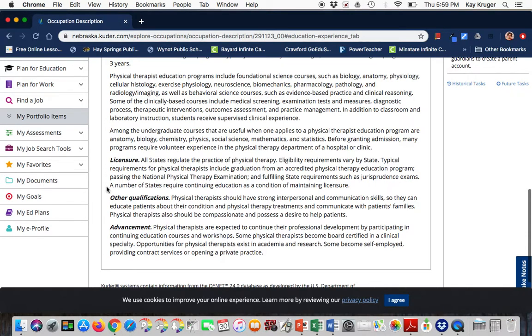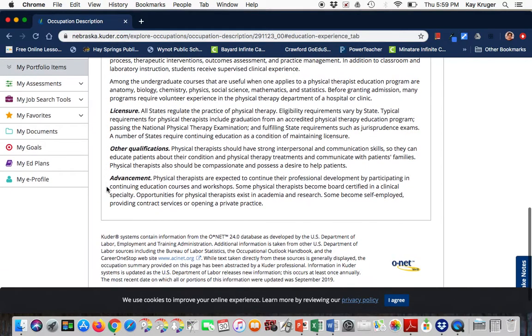As far as advancement, that's the next question on your worksheet. How can this person advance in their career? So usually physical therapists are going to start out working under others. They may work in a setting such as a hospital or a clinic or an office for other people. They might eventually work where they're earning more money or be a manager or a supervisor.